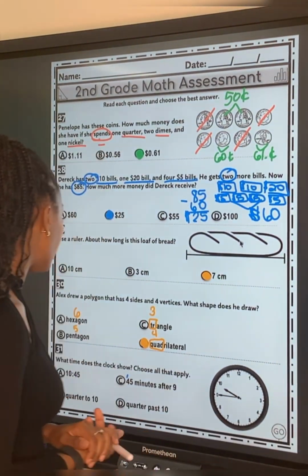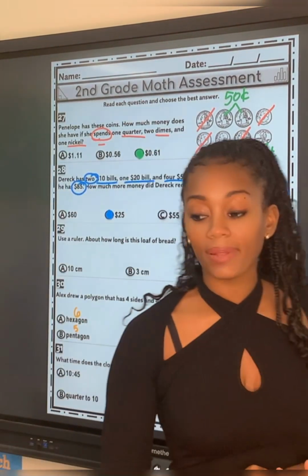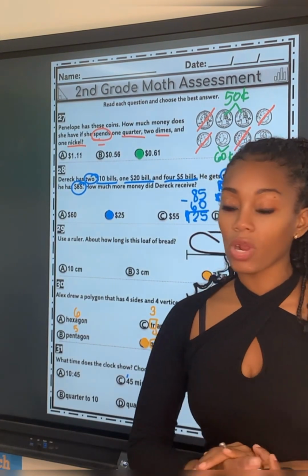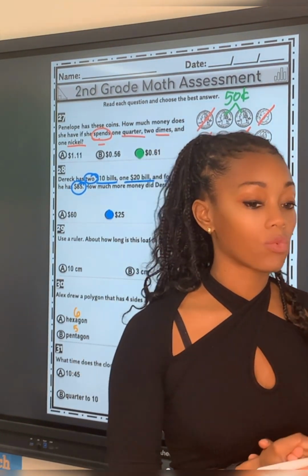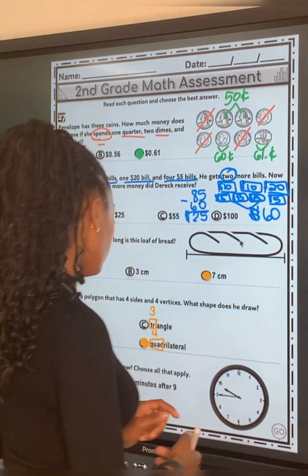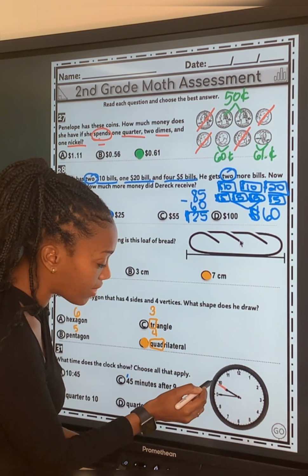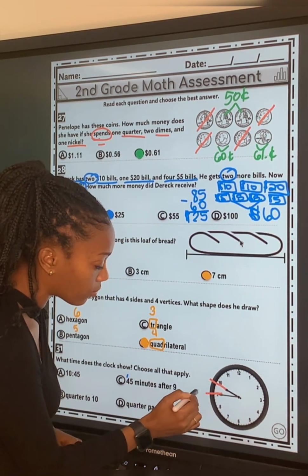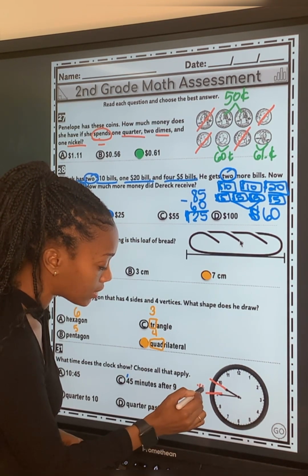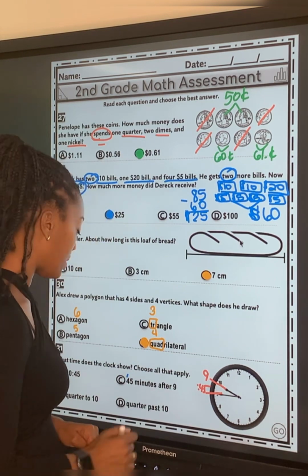Right? Let's look at number 31. Number 31 says, what time does the clock show? Choose all that apply. Again, there's that word again. It means that there's going to be more than one answer. The clock shows me that the short hand is right there before the 10. And if it's at the 9, we know it ends in 45. So that would tell me the time is 9:45.